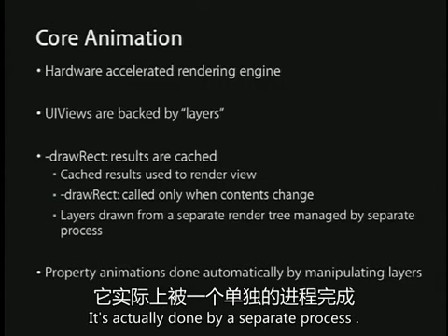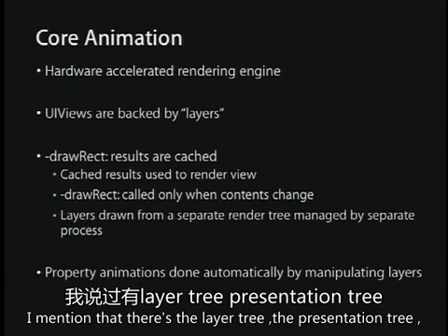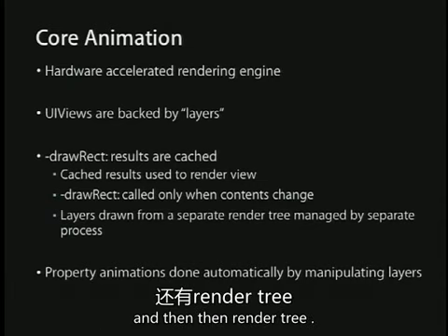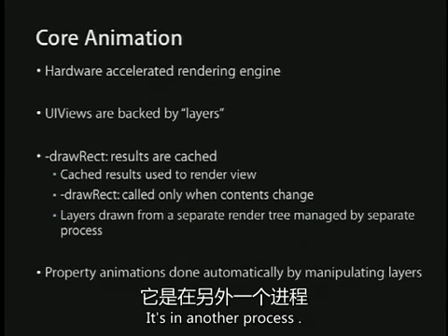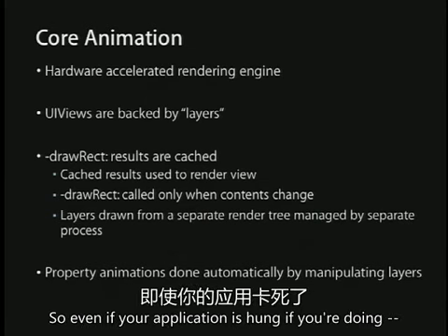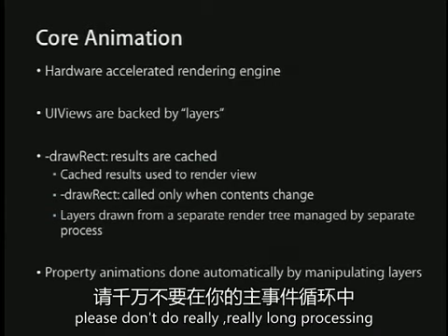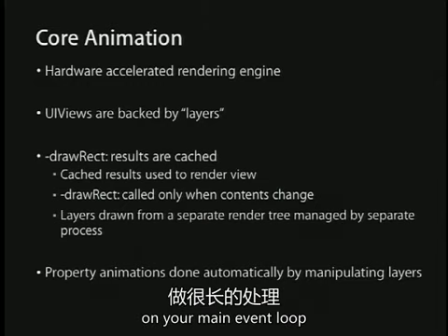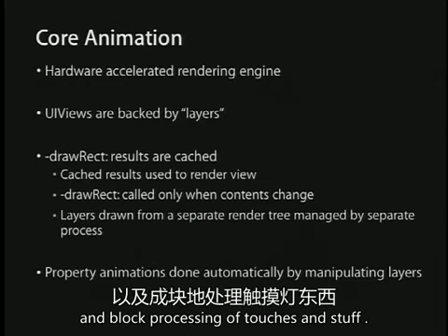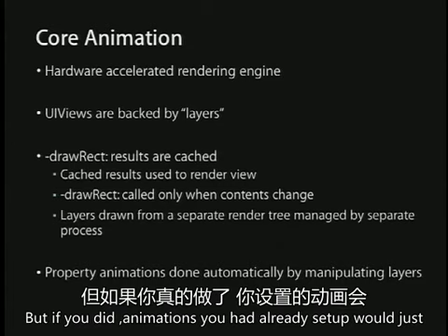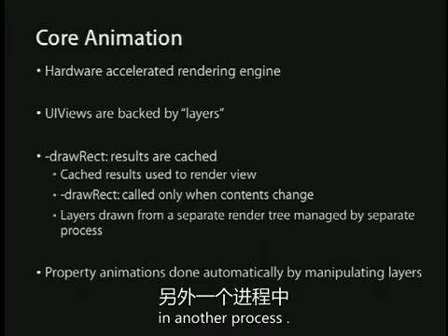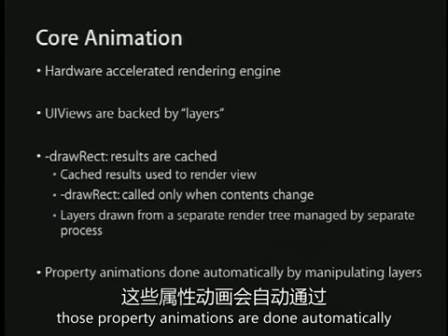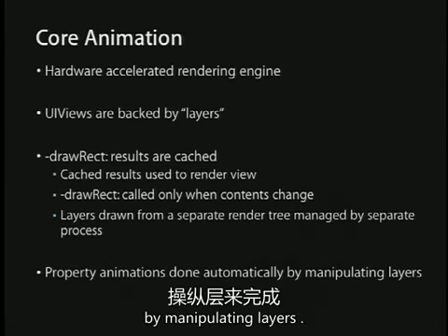That's actually done by a separate process. I mentioned that there's the layer tree, the presentation tree, and then the render tree. The render tree is the thing that is actually the cached results of all these. It's in another process. It's not even in your application. So even if your application is hung, if you're doing, please don't do really, really long processing on your main event loop and block processing of touches and stuff. But if you did, animations you had already set up would just keep running because they're actually happening in another process.